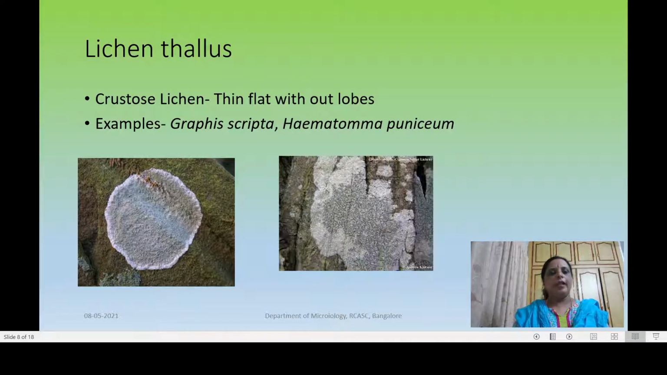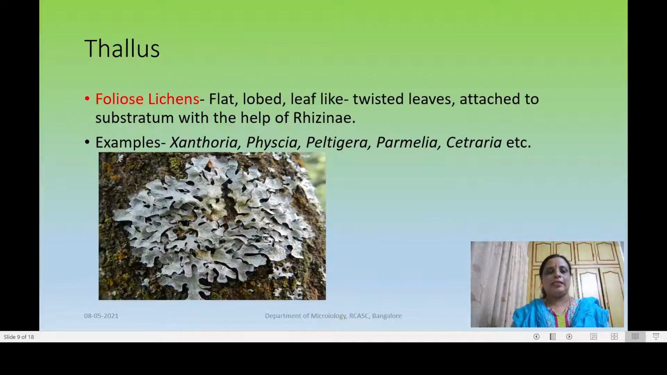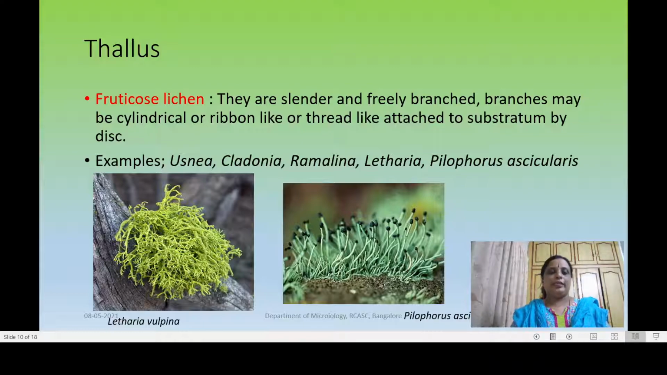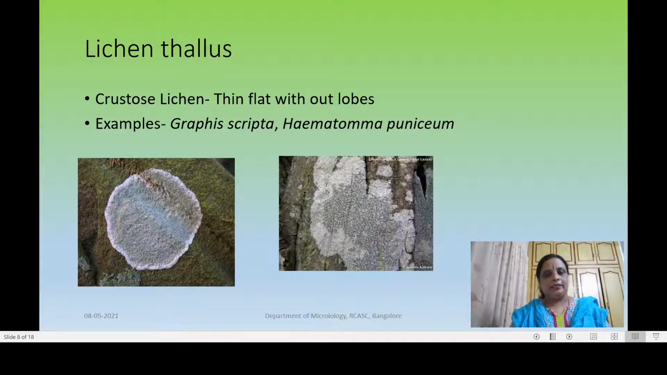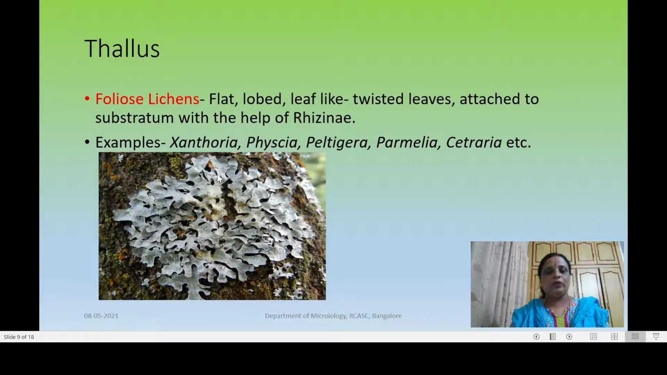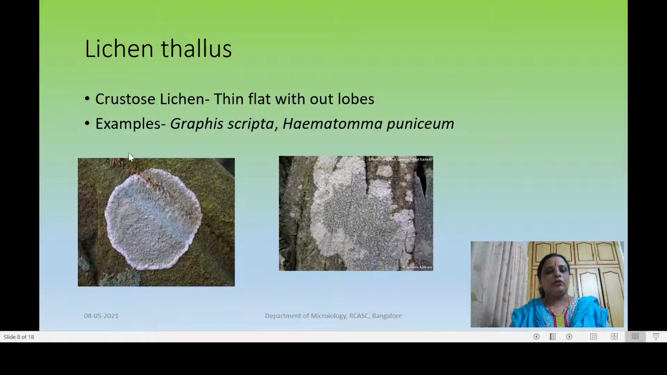Then, based upon the kind of thallus they have, the lichens can be grouped as crustose lichen, foliose lichen, fruticose lichen. What are these crustose lichen? You can see the thallus. This is the thallus of the lichen. They are thin, you can look at the image also. They are thin and flat without any lobes. You can see the margin of this particular lichen. You cannot see any such lobes, whereas here you can see the lobes, isn't it? So because of its flat thallus without any lobes, they are called crustose lichen.